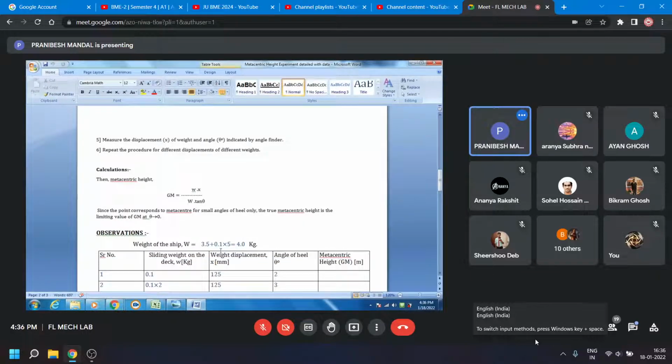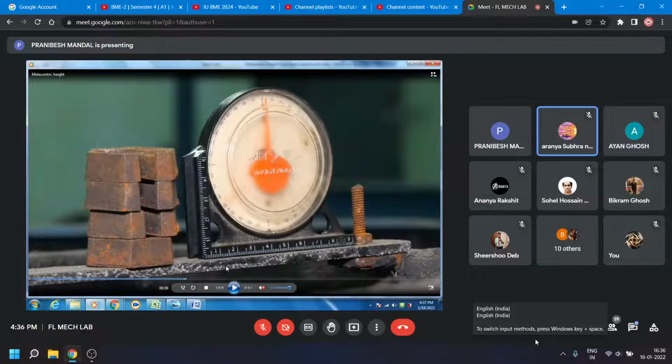So the total weight is 3.5 is the weight of the vessel and 0.1, that is 100 gram, was each small weight. So the total weight is 4 kg. First 100 gram is displaced by 125 millimeter and it is held by an angle of 2 degree. Okay? Yes, sir.